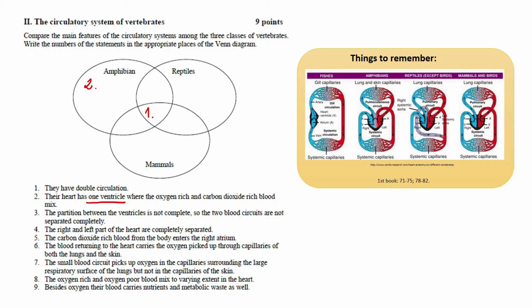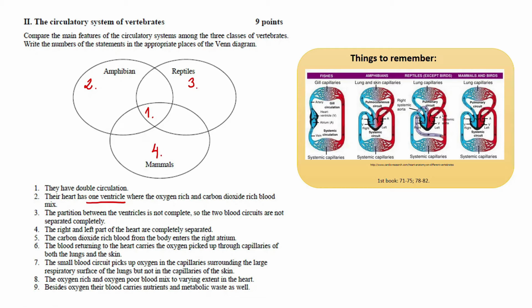The partition between the ventricles is not complete, so the two blood circuits are not separated completely. Okay, so reptiles have partial separation between the ventricles, therefore the blood can mix to a certain extent, so three will belong to this part. The right and the left part of the heart are completely separated. Okay, that's true for mammals, definitely, and birds, but that's not an option.